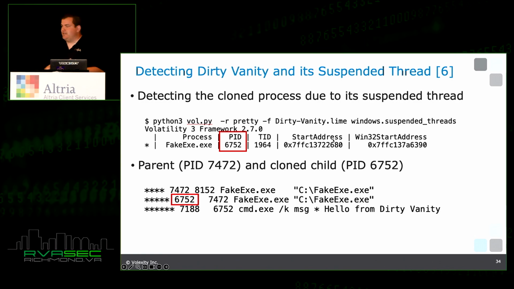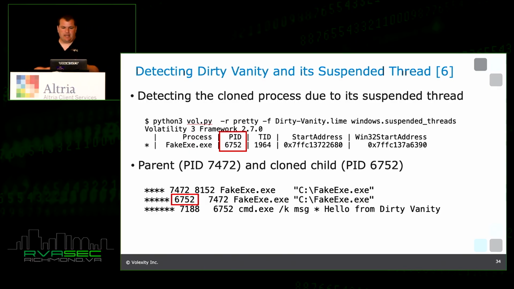What I figured out as I was researching Dirty Vanity is that when it creates the second process, Windows creates the child process suspended, because otherwise it doesn't make a whole lot of sense. If you start the process and let its main thread run, it's like you're restarting the process from scratch. So I wrote a plugin that looks at every thread of every process, and if that thread is suspended, it reports it. Right away, you can see it's reporting fake.exe with PID 6752, which is the child that's created to bypass the EDRs. So again, add that to your list of things to read. And now with Volatility, anything based on that, we can detect right away.